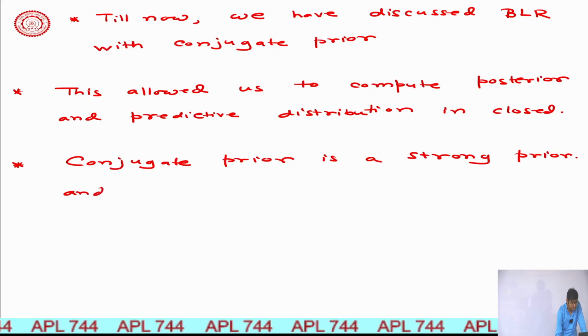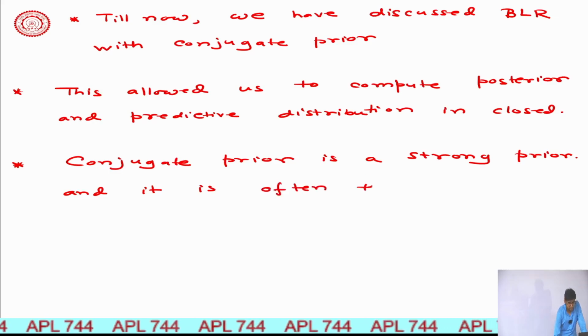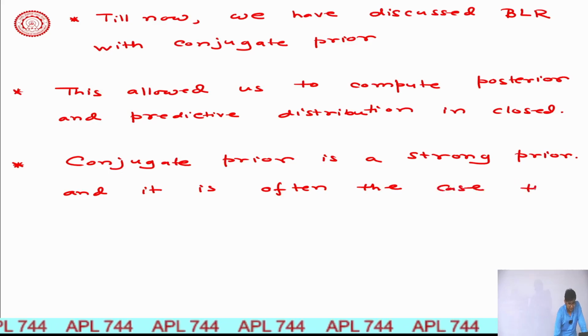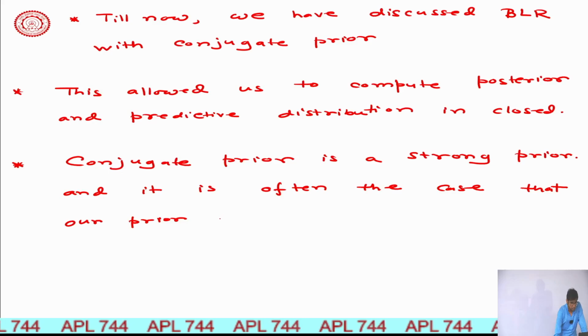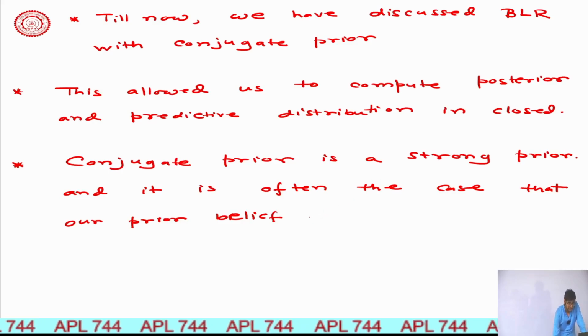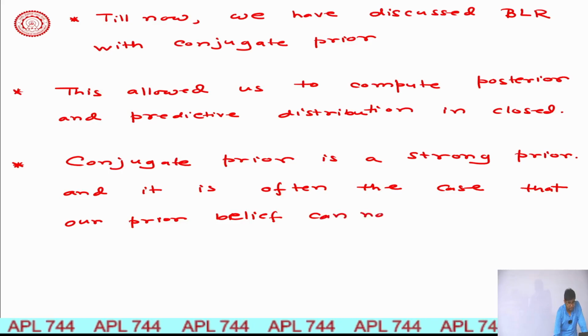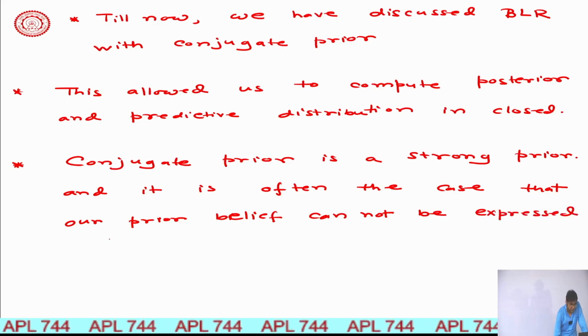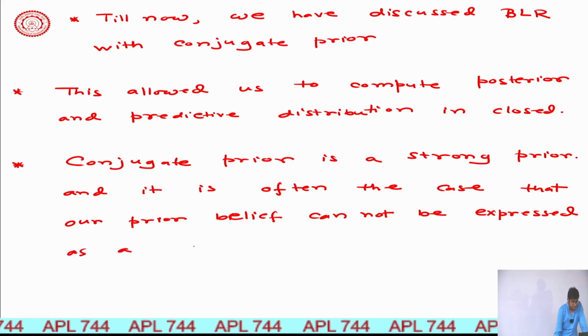And therefore, this is not something that is desirable. So basically, conjugate prior is a strong prior, and it is often the case that our prior belief cannot be expressed as a conjugate prior.